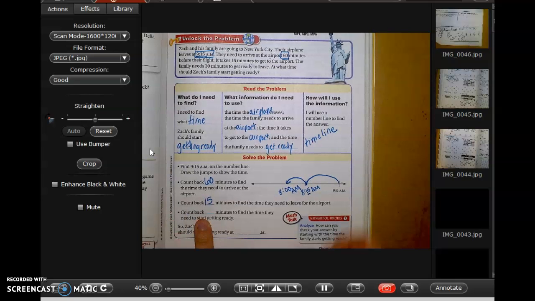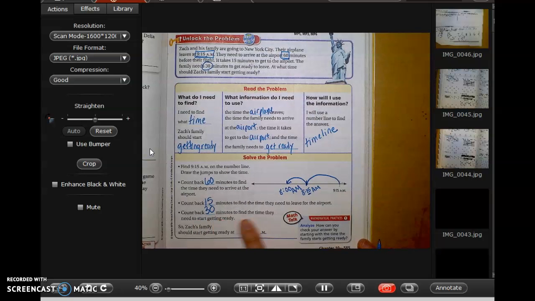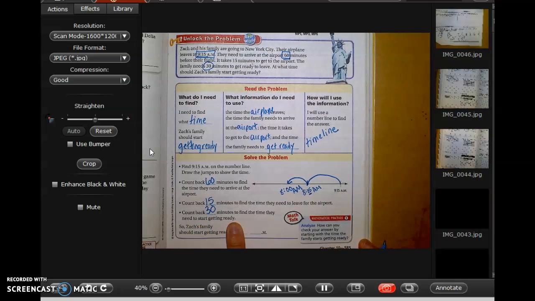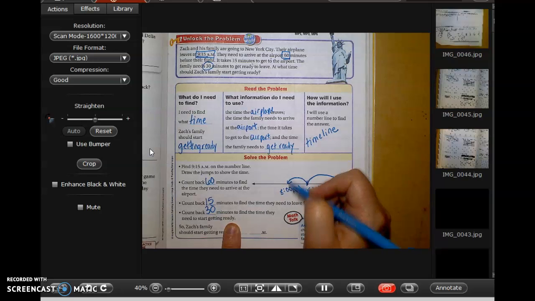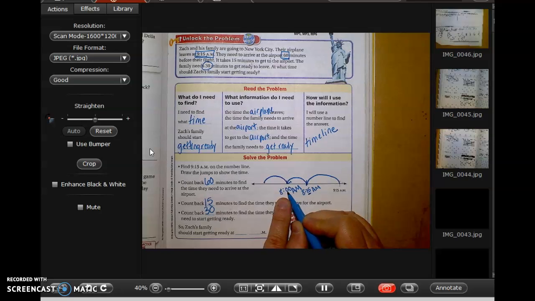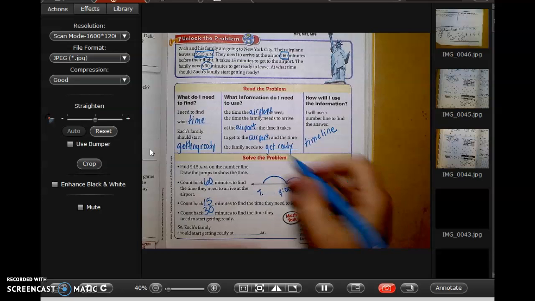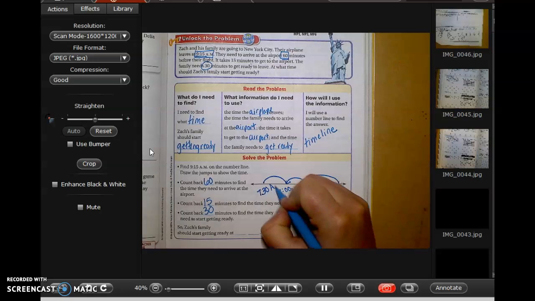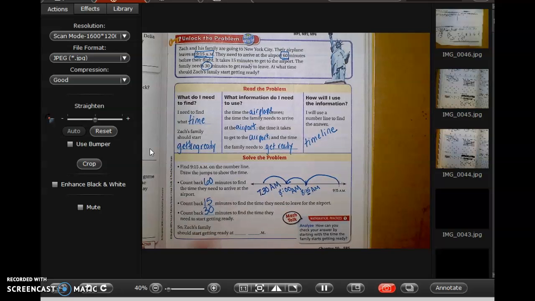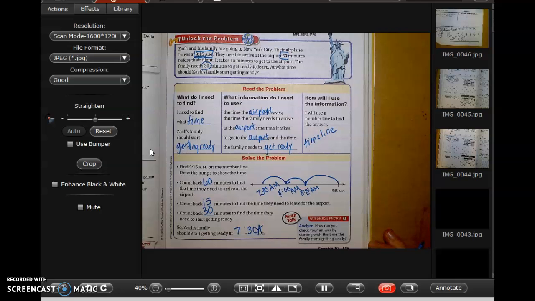Count back 30 minutes because it's taking them 30 minutes to get ready to leave, to find the time they need to start getting ready. So a half hour, 30 minutes is a half hour. If I go back 30 minutes, if I go back any further, my hour is going to change, go down 1 to a 7, and 30 minutes back would make it a 7:30 a.m. So Zach's family should start getting ready at 7:30 a.m. Okay, 7:30 a.m.